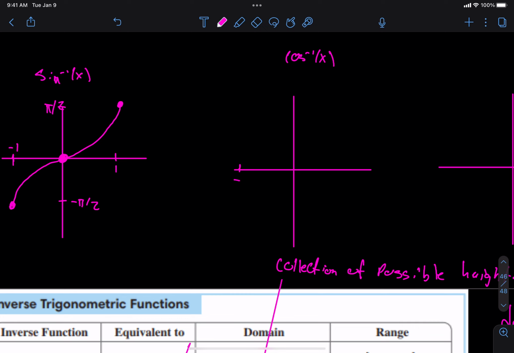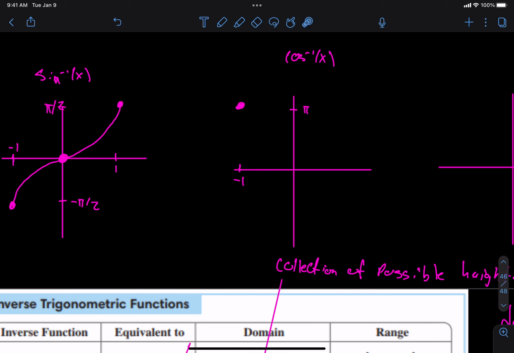Well, -1 means that the x value of the point should be -1, right? The x value of the point should be -1. So we're talking about this point over here. The angle which points there is the angle pi. So the output is going to be pi.